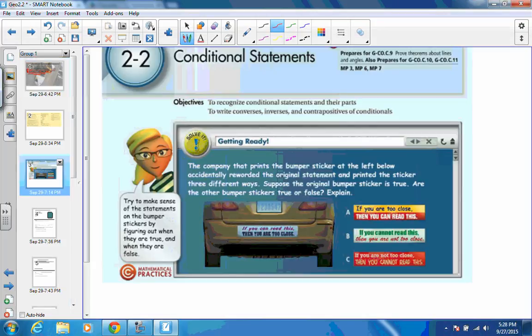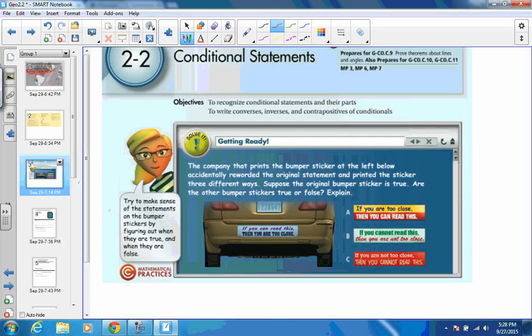here's kind of our warm-up to this section. It says the company that prints the bumper stickers on the right accidentally reworded the original statement and printed the sticker 3 different ways. Suppose the original bumper sticker is true. So that's the one on the left. Are the other bumper stickers true or false then?